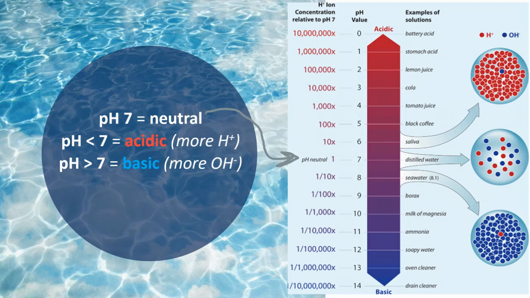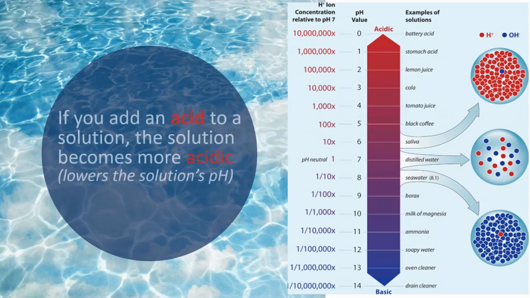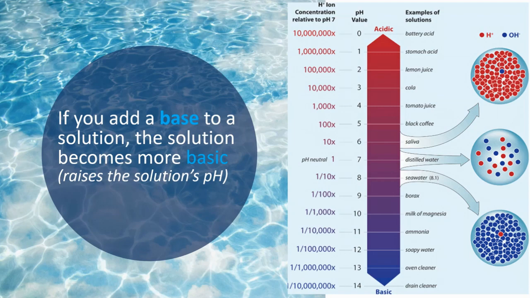But if the pH lowers below 7, then that solution is said to be acidic, where you are more acidic if you have a lower pH, meaning you have more hydrogen ions. And conversely, if we have a pH that's above 7, then you are more basic, meaning you have more hydroxide ions in the solution. So if you add an acid to a solution, the solution will become more acidic. Makes sense. And if you add a base to a solution, the solution will become more basic, meaning it raises the solution's pH.